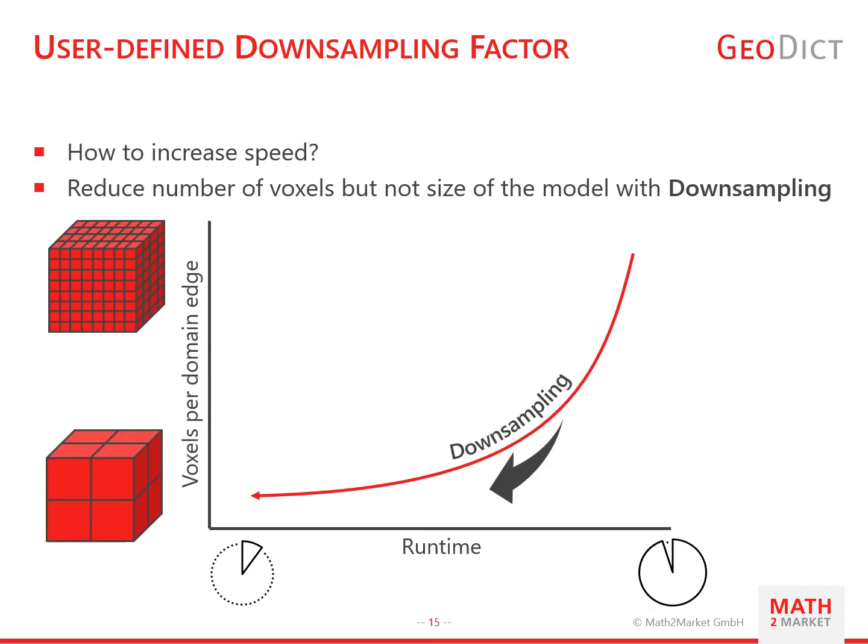So how do we reduce the runtime? Decreasing the size of the model is not an option because you want it to be as representative as possible. And you also cannot give up the complexity of the material behavior. The good news is that GeoDict offers you a possibility to reduce the number of voxels without reducing the size of the model, downsampling. And this functionality reduces the runtime tremendously.